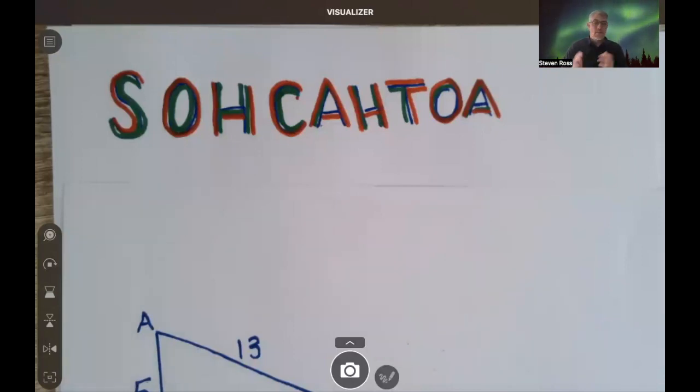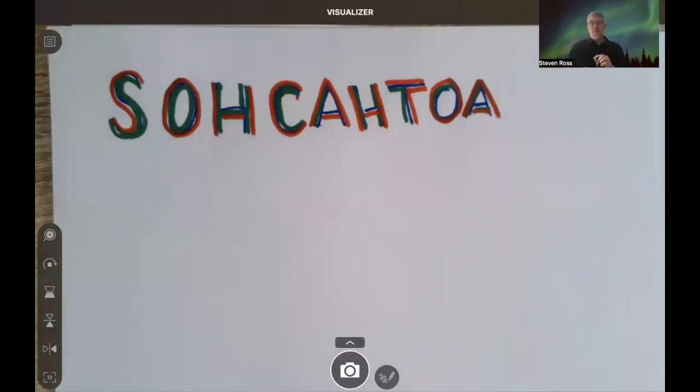Sohcahtoa is like one of the first little devices that we learned to help us make trigonometric equations out of the sine, the cosine, and the tangent. It's just a device, a way to help us make equations, like I said. It's not the whole story, but you have to add little details.